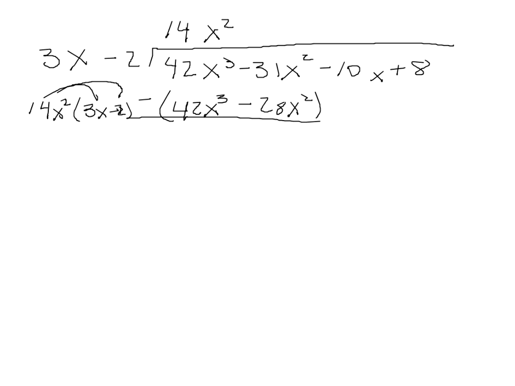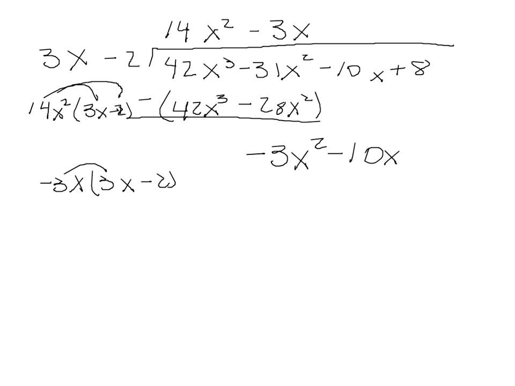So that crosses off, and I get minus 31 plus 28, which is minus 3. The minus 10x drops down. So 3x goes into minus 3x squared minus 3x times. So minus 3x times 3x minus 2 minus, oh, whoops. No, it doesn't. It goes in minus x times. Okay, now I get minus 3x plus 2x.